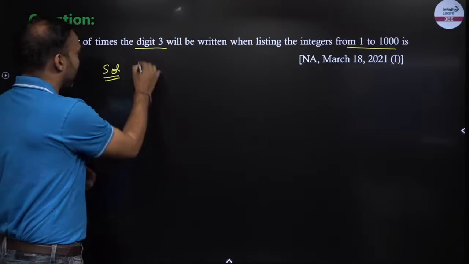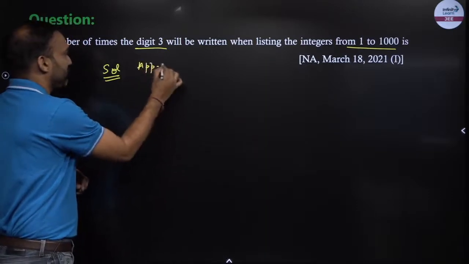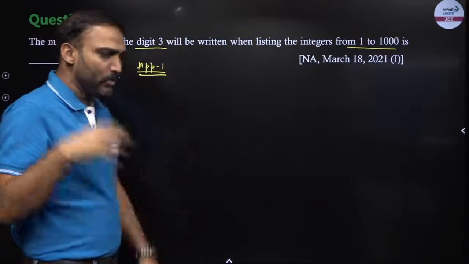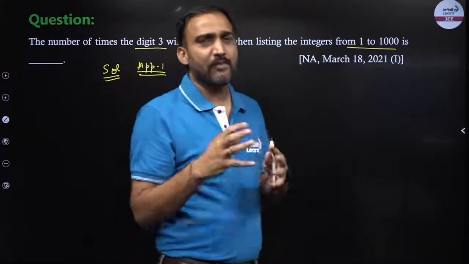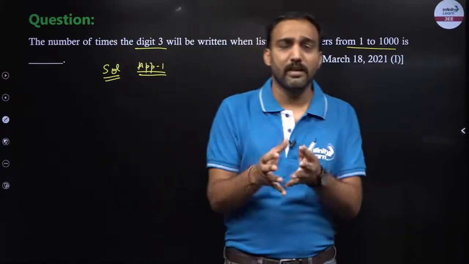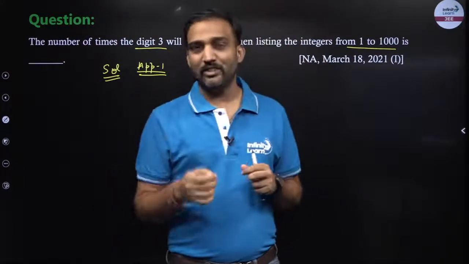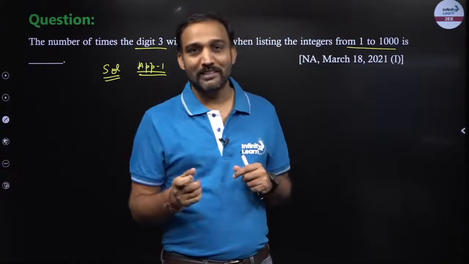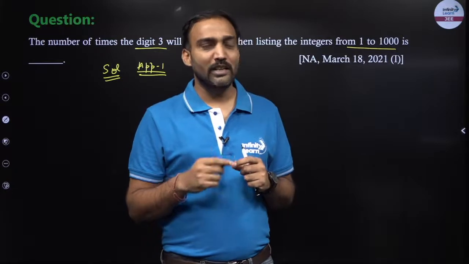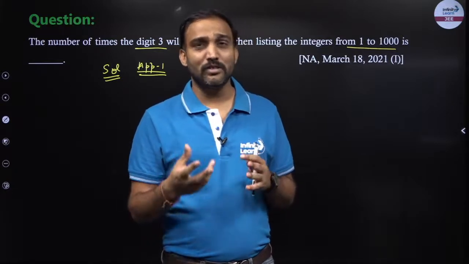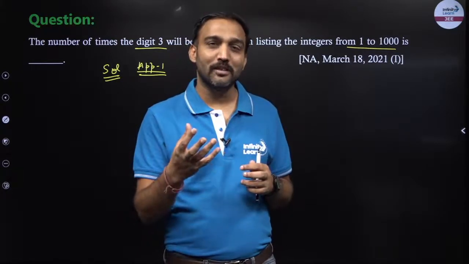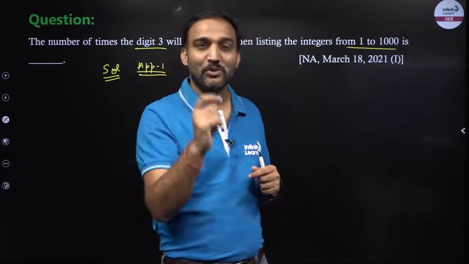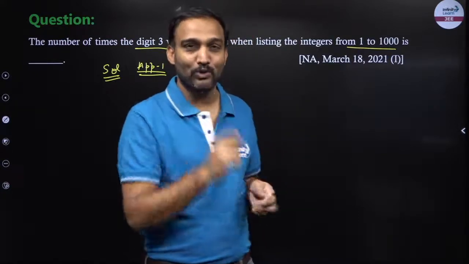Let's say I talk about approach 1. The moment you hear this question, that I have to count the number of times 3 appears when I write all the natural numbers from 1 to 1000, the very first thought that comes to your mind is, okay, I have to count 3. So there will be single digit numbers, double digit numbers and triple digit numbers. That thought that came into your mind is basically my approach over here.